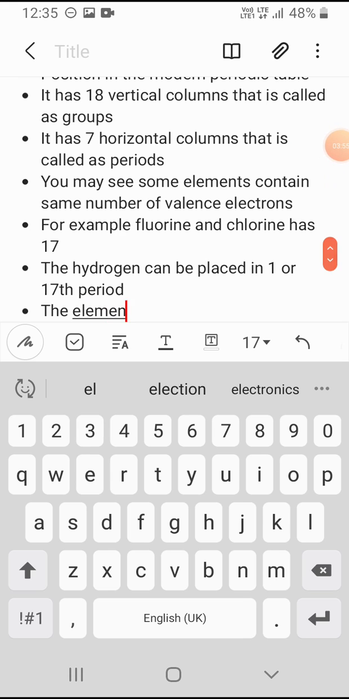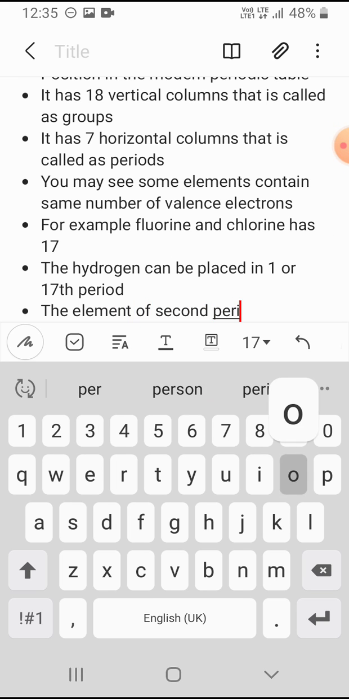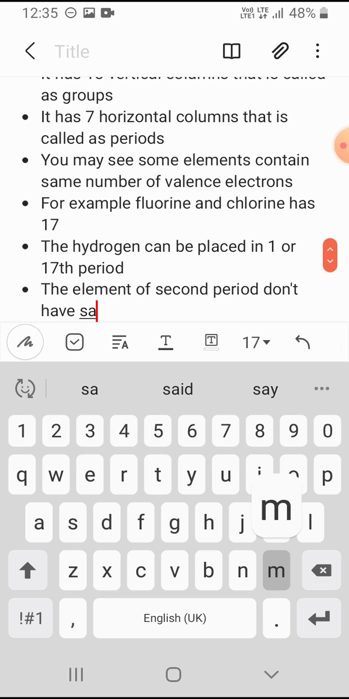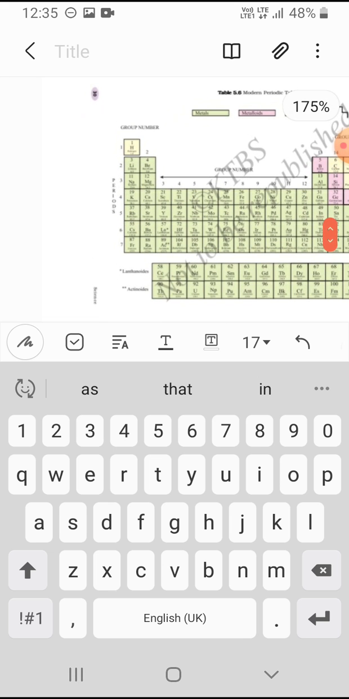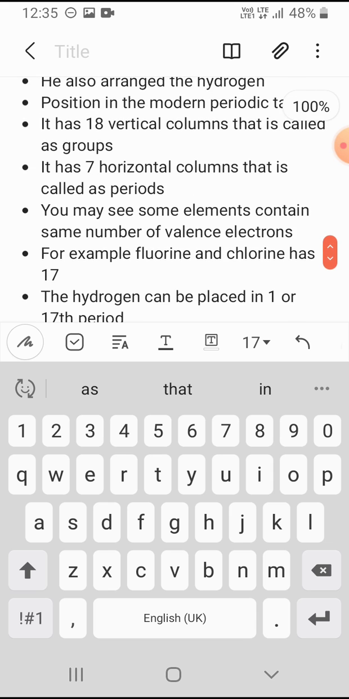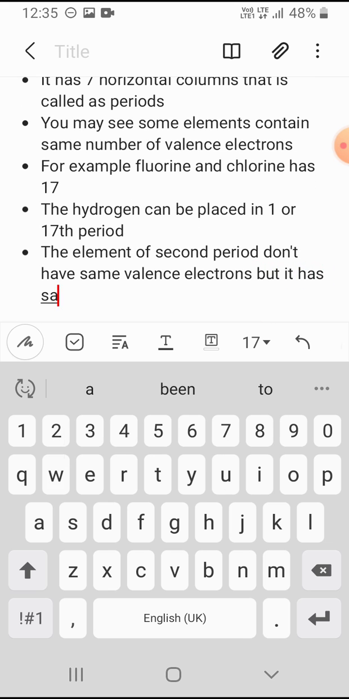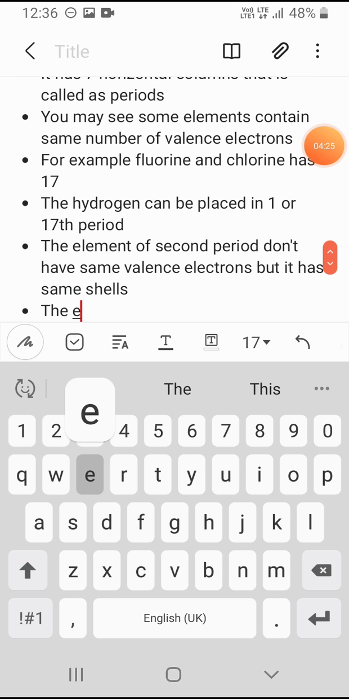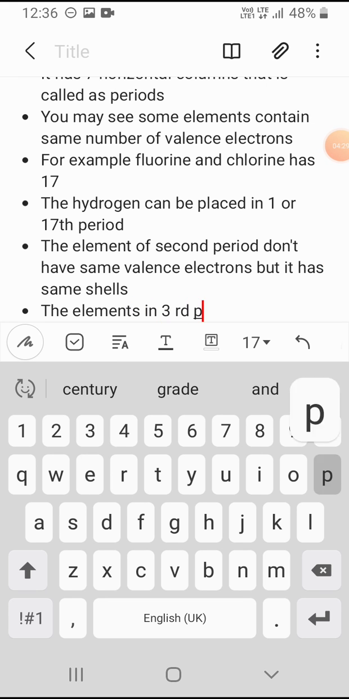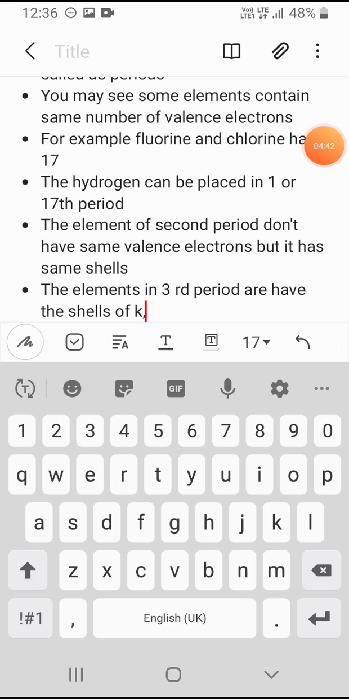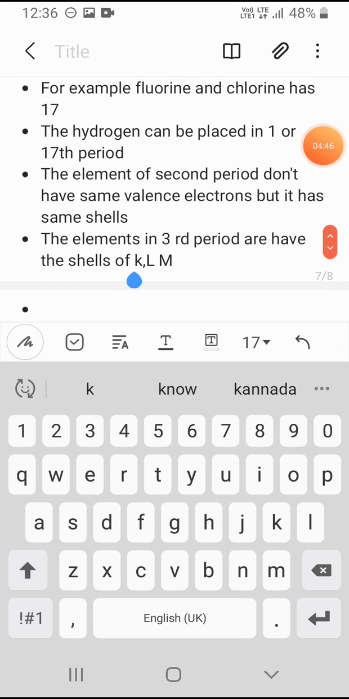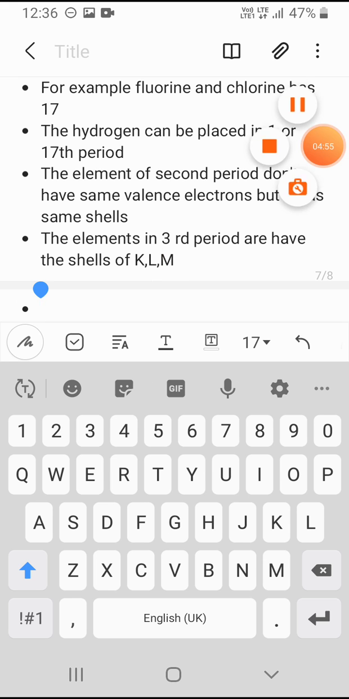The elements of the second period, lithium, beryllium and so on, don't have the same valence electrons, but they have the same number of shells. Elements in the third period have the K shell, L shell and M shell. The second and third period elements have K, L and M shells.